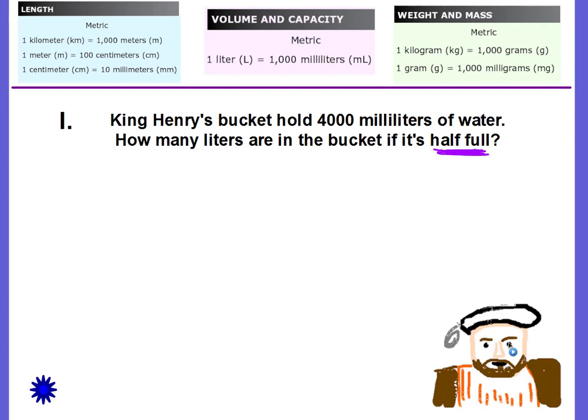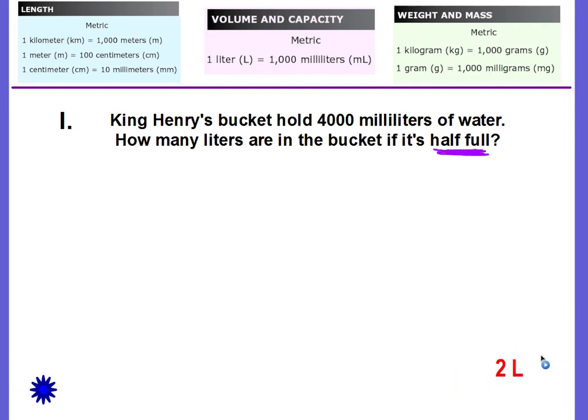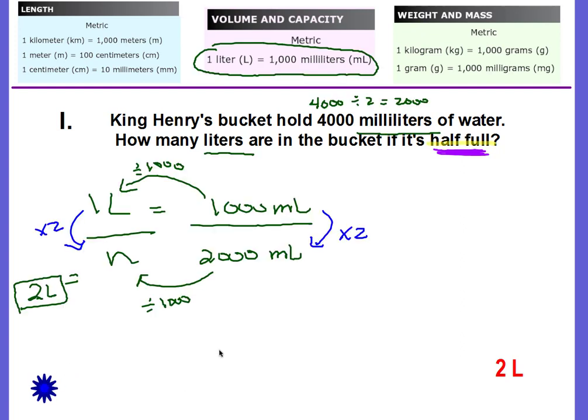Okay, let's see what King Henry got. He got 2 liters. If you got the correct answer, very nice job. You're doing good. I think you can do these conversions on your own. You're ready for your homework. If you didn't get 2 liters, go ahead and take a look at the work here. Pause the video, see if you can find your mistake. If not, talk to your teacher.